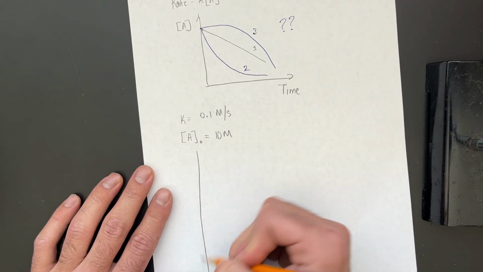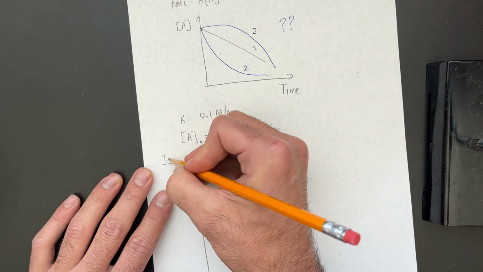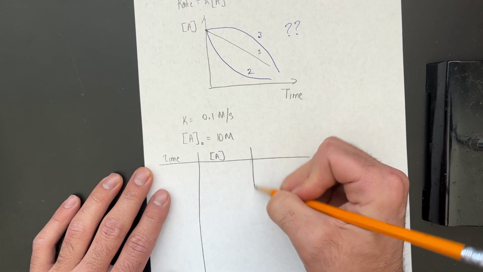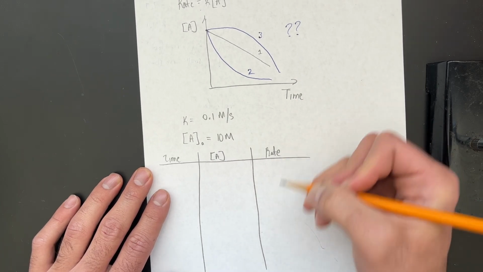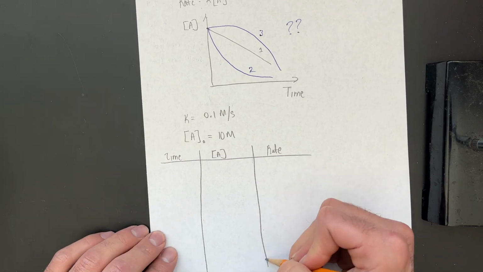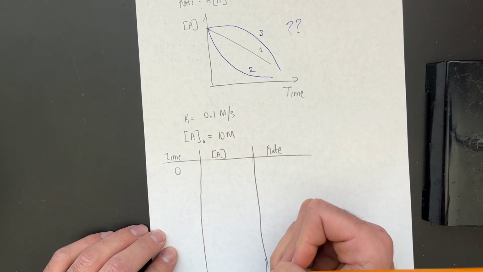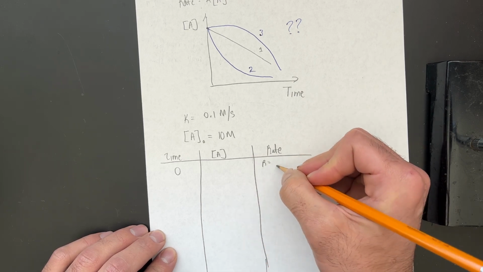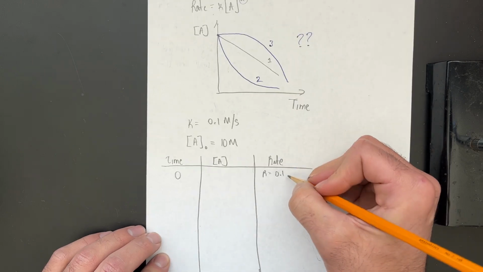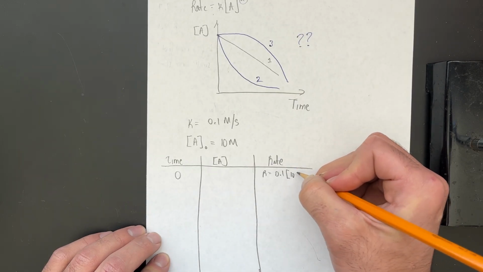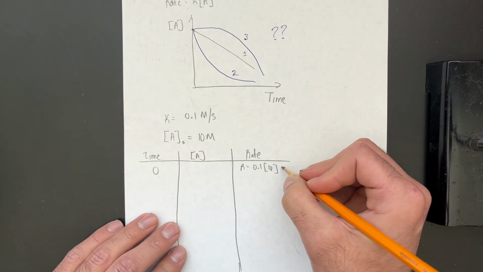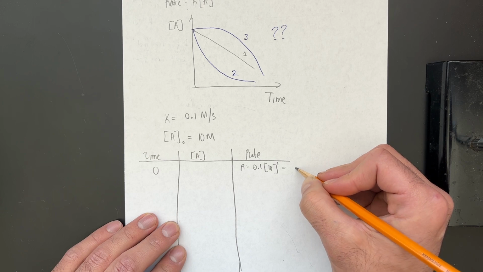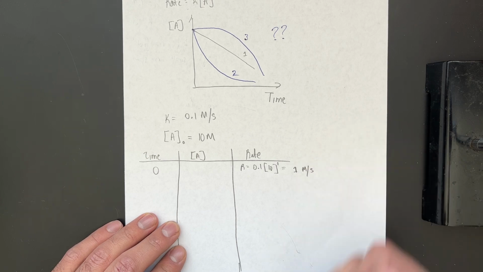And so what we can do is graph this out and say, okay, well, at different times, what's the concentration of A going to be, and therefore, what is the rate going to be? So at time 0, what is our concentration of A? Well, if R is equal to 0.1 times the concentration of A, which is 10, and remember we said the order is equal to 1, then R is going to be equal to 1 molarity per second.